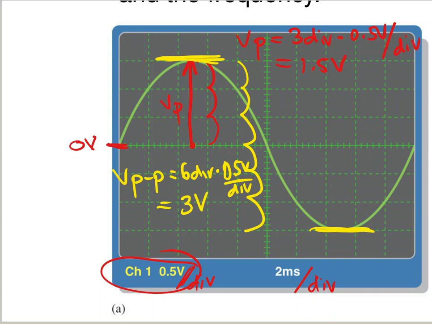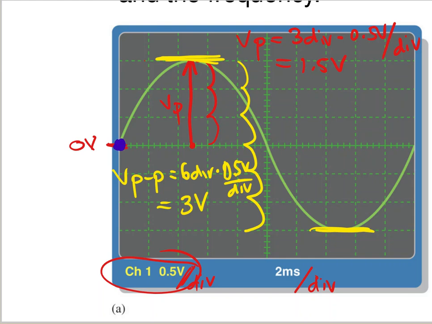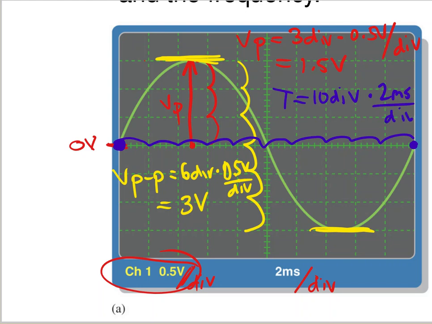Now, if I want to measure the period of this waveform, I know that the waveform starts here and ends here. Let's count that over again. 1, 2, 3, 4, 5, 6, 7, 8, 9, 10. So it takes 10 divisions, which I knew, knowing that this screen is 10 divisions wide, but some modern scopes actually have more than 10 divisions, so it's not a bad idea to count. So the period is going to be 10 divisions times 2 milliseconds per division. The period is therefore 20 milliseconds.